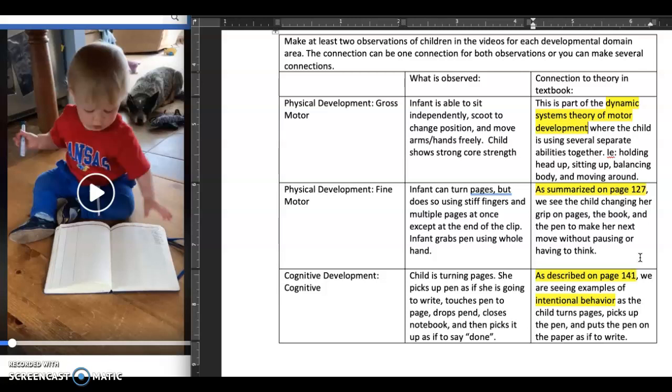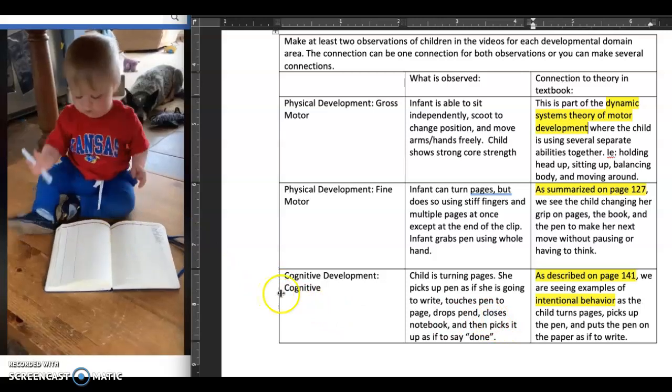I made the observation that the child is turning pages. She picks up the pen as if she's going to write, touches the pen to the page, drops the pen, oops, typo, closes the notebook, and then picks it up as if to say done. So I'm going to continue that video so you can see that part.